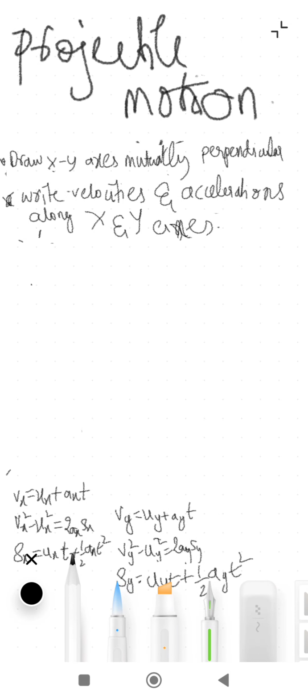The question. So the first thing is to draw x and y axes mutually perpendicular, and the next step is to write velocities and accelerations along the x and y axes. So let me show you an example.